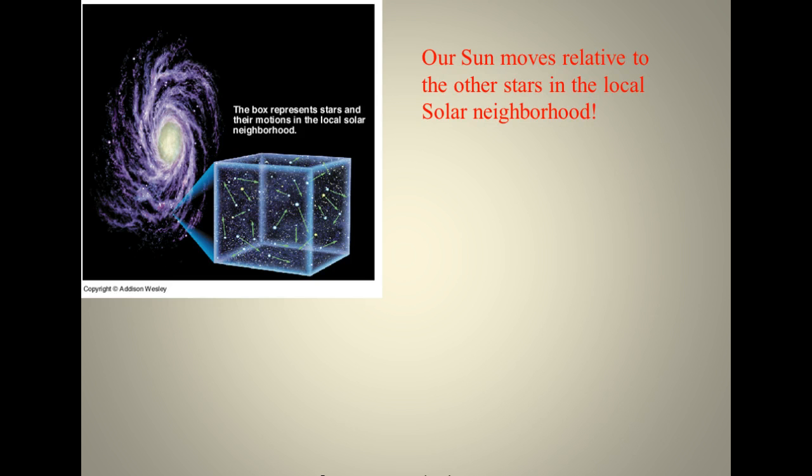Motion number 3 is that our sun moves relative to the other stars in the local solar neighborhood. So write that in your notes, that our sun moves relative to the other stars in the local neighborhood.